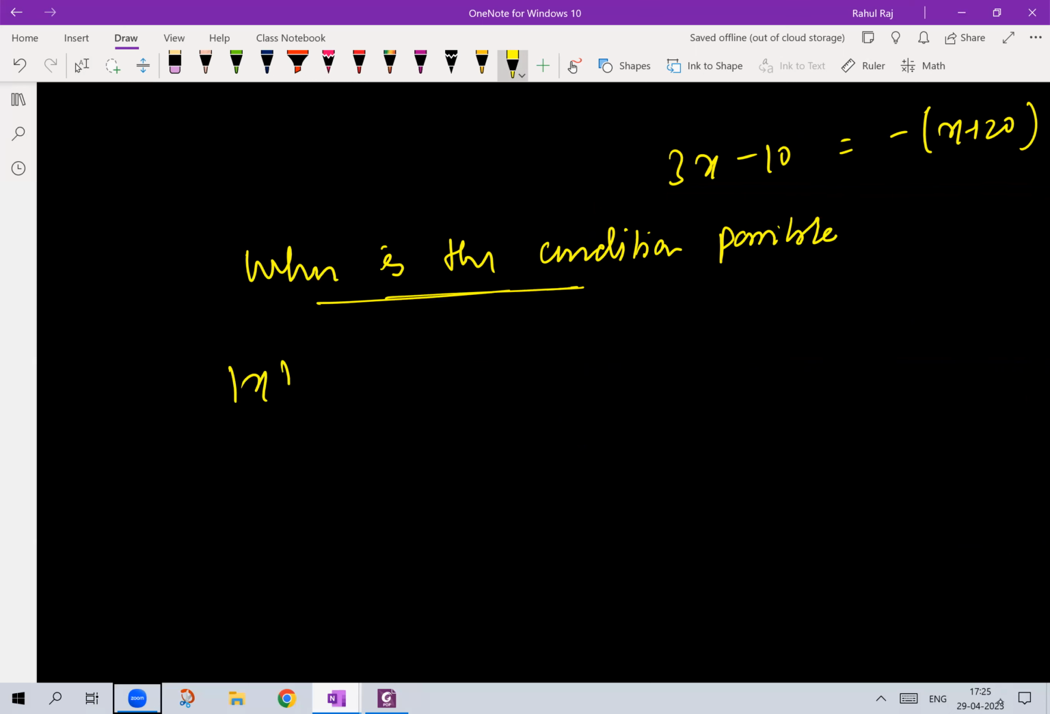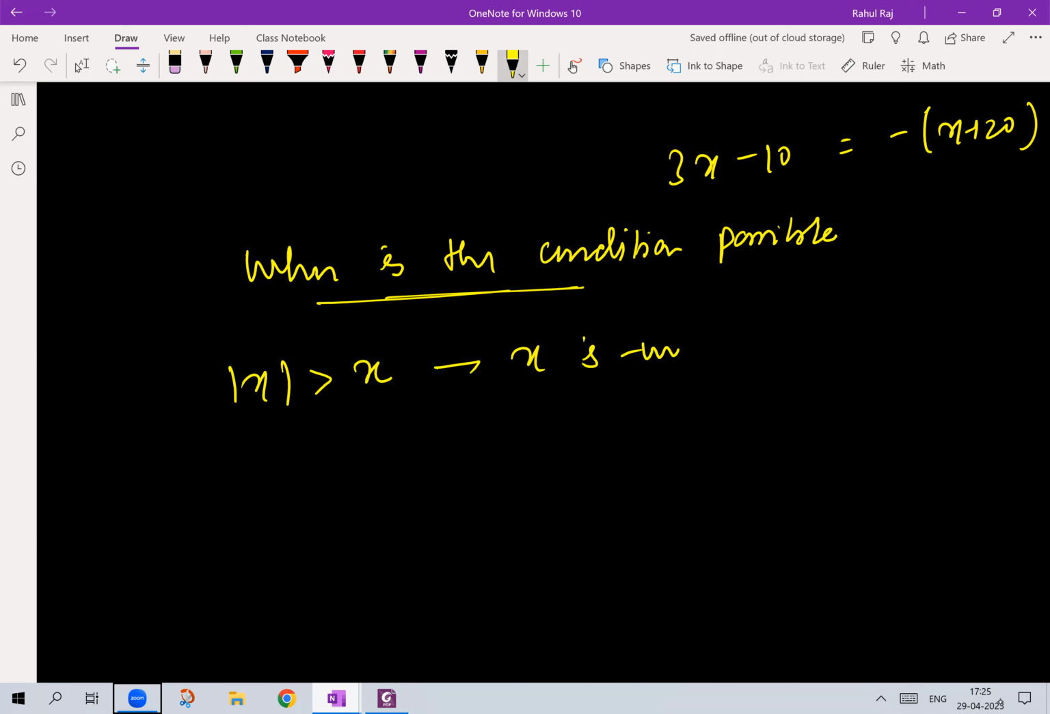Imagine if I say mod x greater than x. What do you mean by this? What does this mean? Mod x greater than x? If x is positive, do you really feel so? Take x equal to 1. Do you think 1 is greater than 1? No. So x is negative. Absolutely. So mod x greater than x simply means that x is negative.